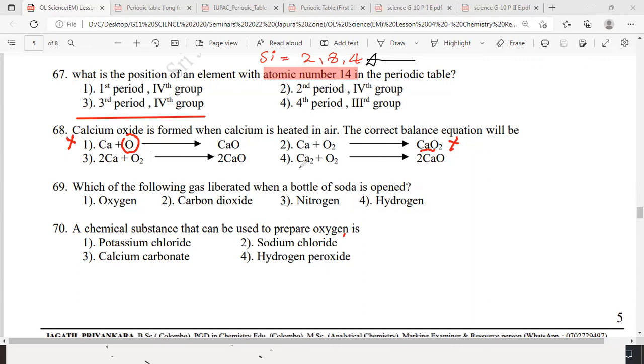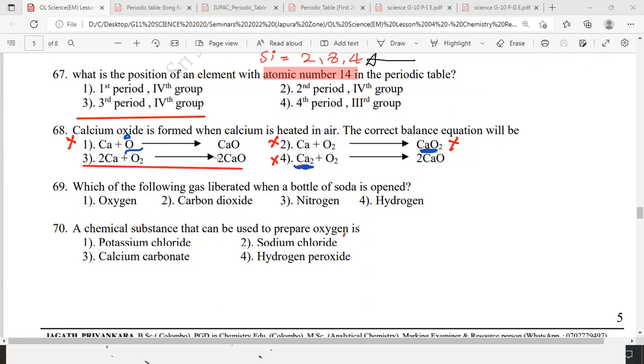Now why is the fourth one wrong? Because of Ca2. I underline why it is wrong. Calcium will never become diatomic. Calcium oxide, this is wrong. That's why the first one is wrong. Understood? So write, underline: what is wrong? Because of the wrong formula. Before balancing, you have to write the correct formula of oxygen, O2, and calcium oxide, CaO. So the question number 68, answer is 3.